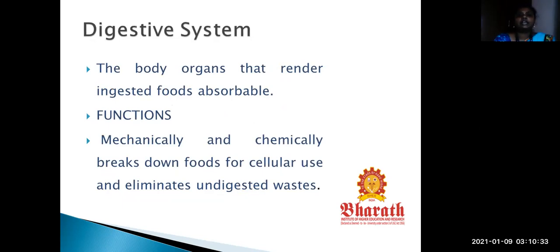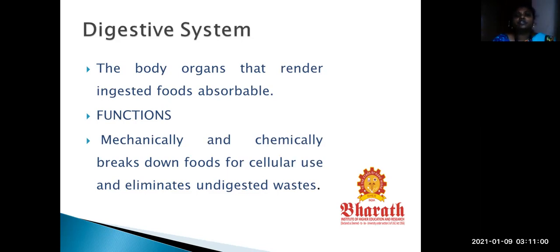So the digestive system is the body organs that render ingested food absorbable. Its main thing is to absorb the nutrients from the food we ingest, right? Then the waste amount will be removed as feces, and its function is to mechanically and chemically break down the food for cellular use and also eliminate the undigested wastes.